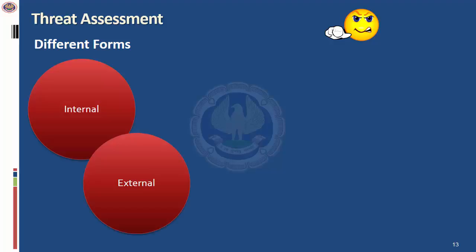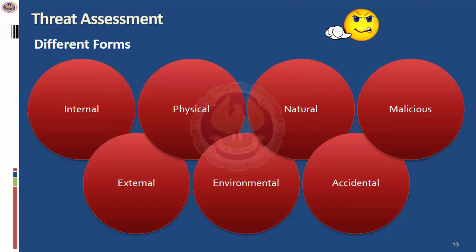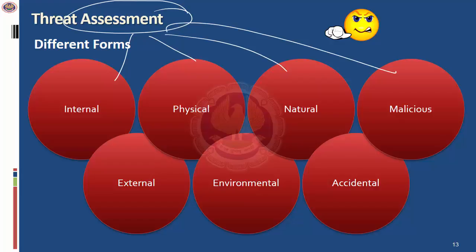Now let's do a threat assessment. So you look at threat assessment, you look at different types of risks. There could be internal risks or internal threats. There could be external threats. This could be physical. This could be environmental. This could be natural, accidental, or malicious. So these are the different forms of threats. So when you do a threat assessment, you're going to look at what are the different sources or the different forms in which these threats can come.